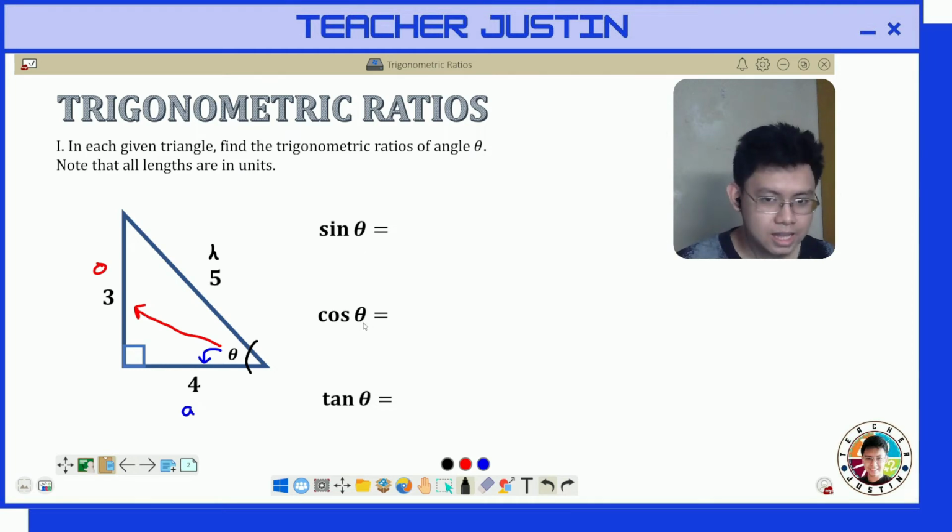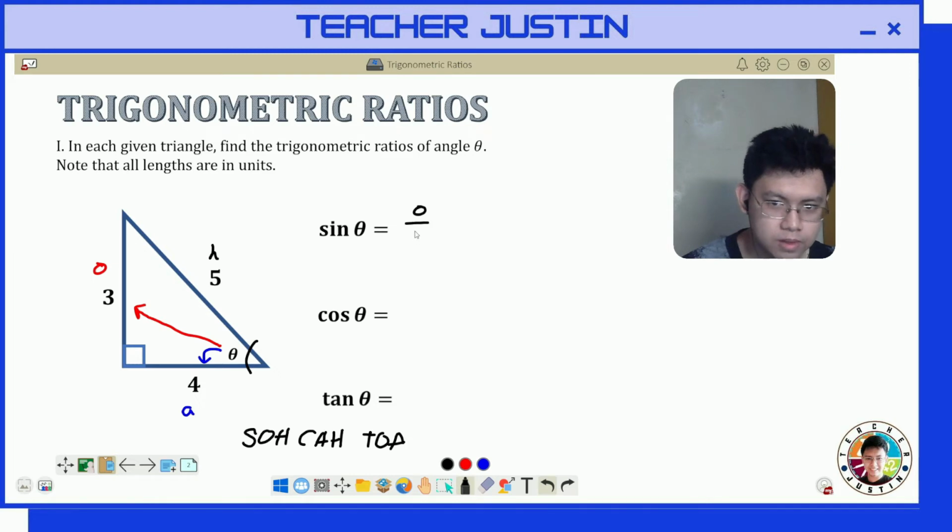Now, sine theta, cosine theta, and tangent theta, let's find their values by using SOHCAHTOA. So, remember, sine theta is opposite over hypotenuse. So let's substitute our values for the opposite side and the hypotenuse. This will give us 3 over 5, and that will be our sine theta.